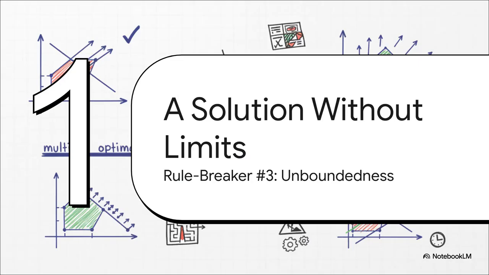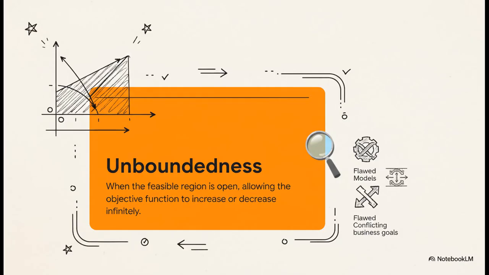Okay, this next one is my personal favorite. It's the one where the model seems to promise you the world, literally. Welcome to our third rule breaker, unboundedness, where the solution just goes on and on forever. So, an unbounded problem happens when your feasible region isn't a closed shape. It's open on one side and it stretches out to infinity. This means if you're trying to maximize something like profit, there's no ceiling. You can just keep going and going and going, making more and more forever.